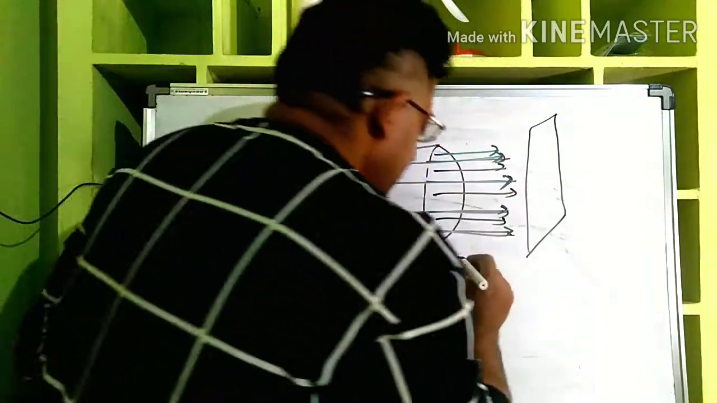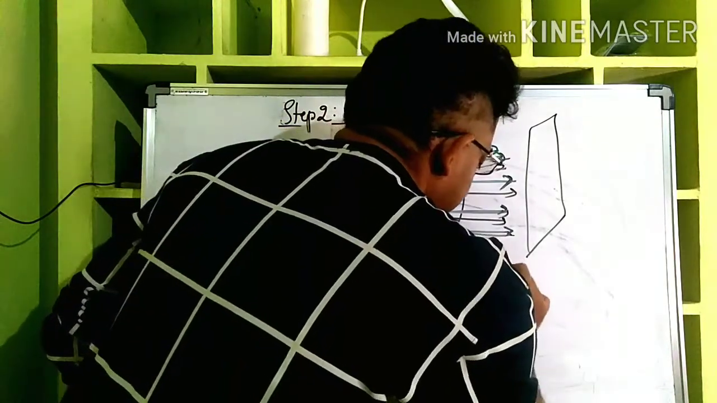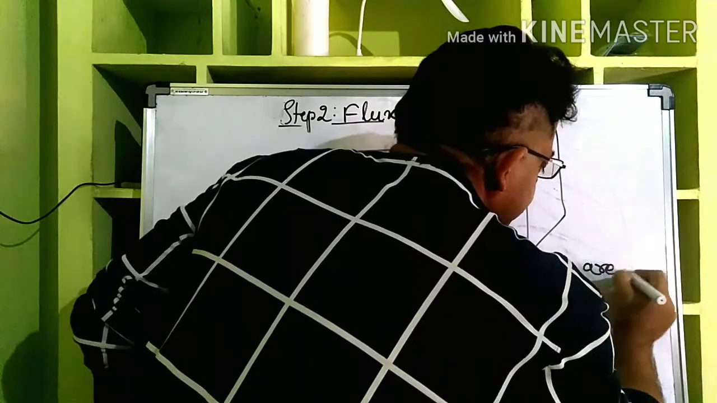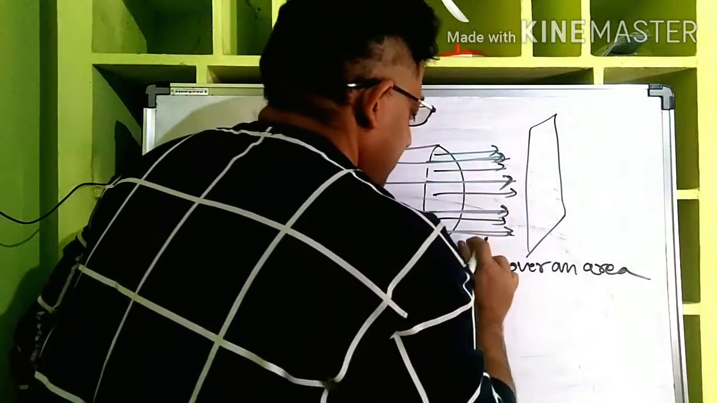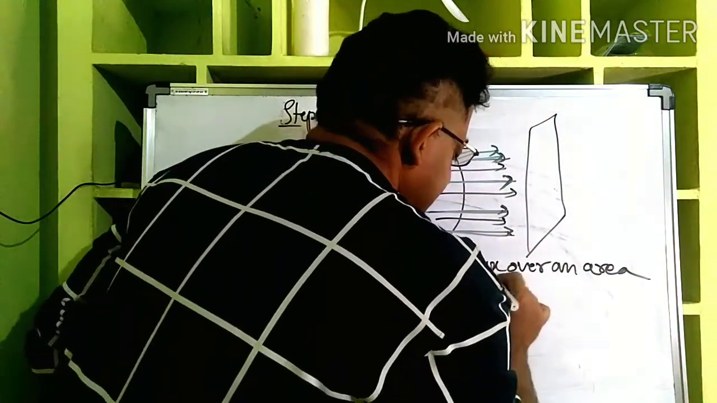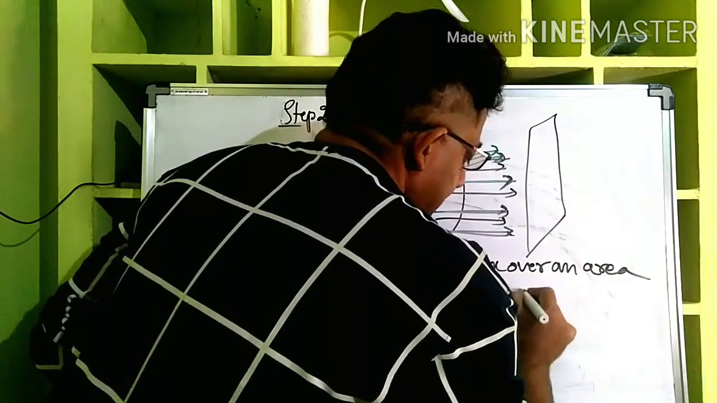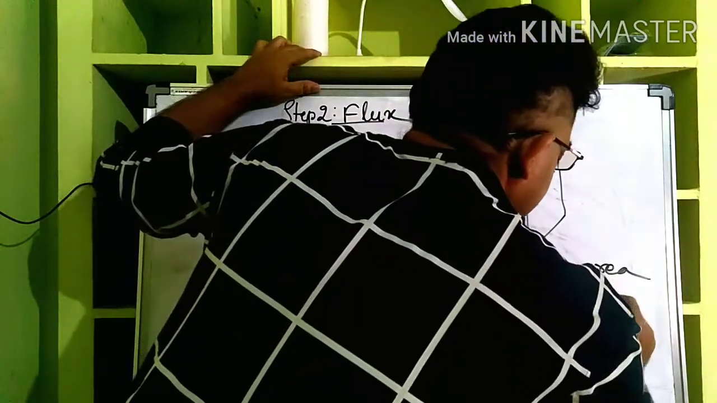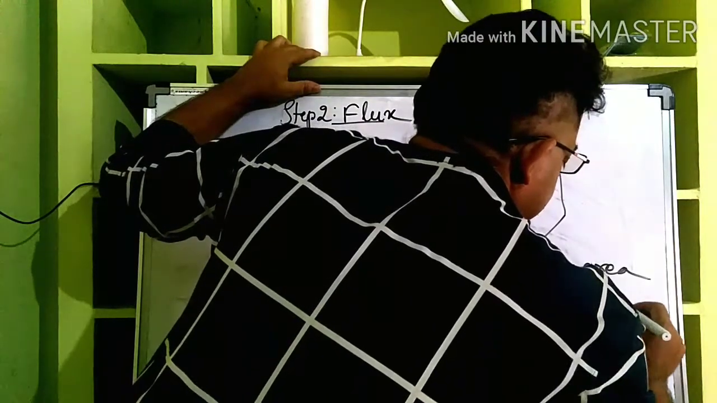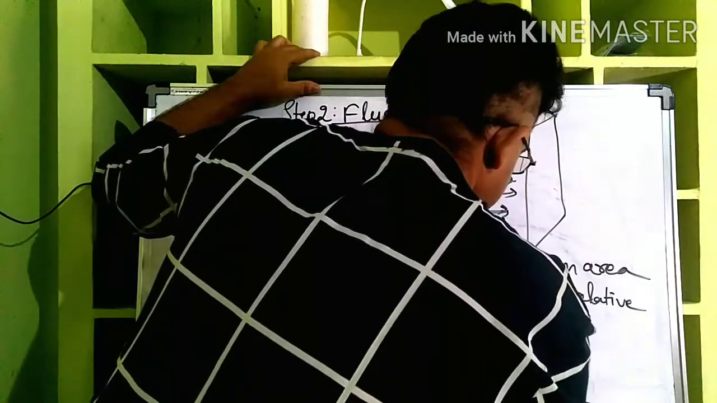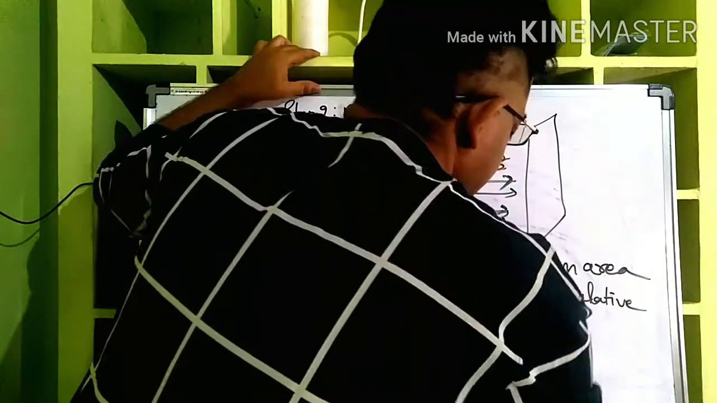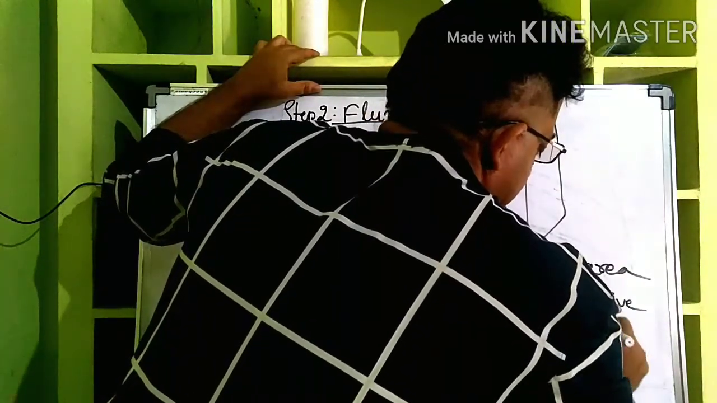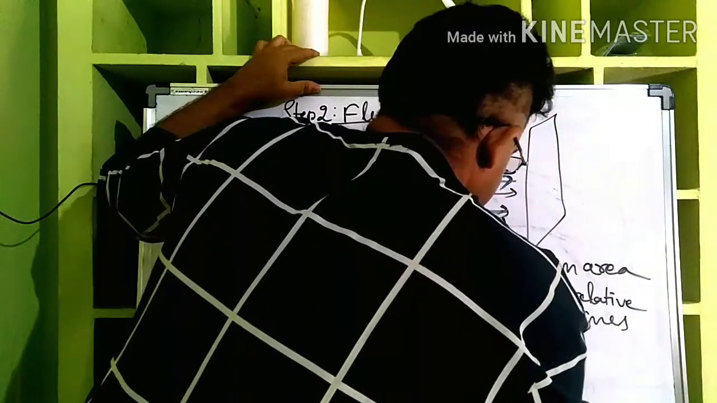So simply, flux over an area defines the relative number of field lines hitting the area.